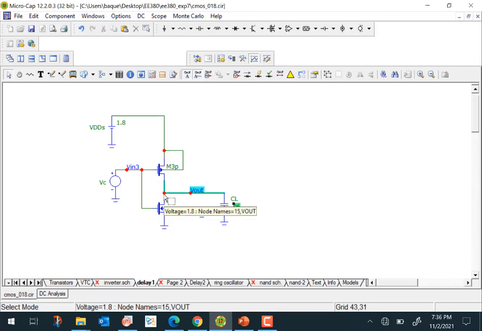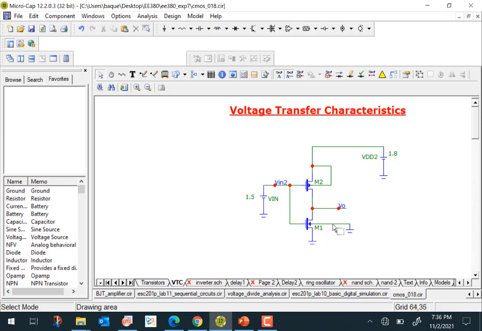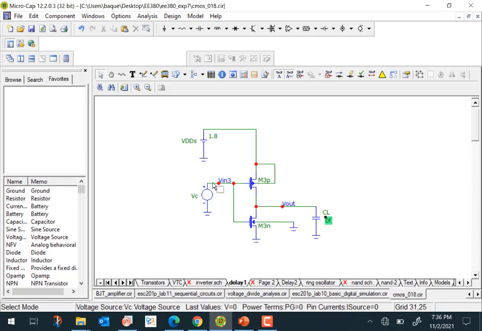So let's exit here. We are going to do a transient analysis, and basically we will look at the output voltage V out and V in 3. But before that, this is where it becomes important, because in transient analysis, the delay primarily comes about because the capacitors charge and discharge. So it's important to model the capacitances of the transistor.